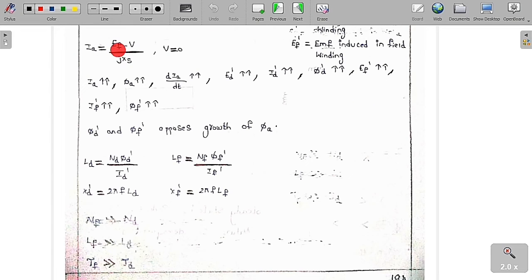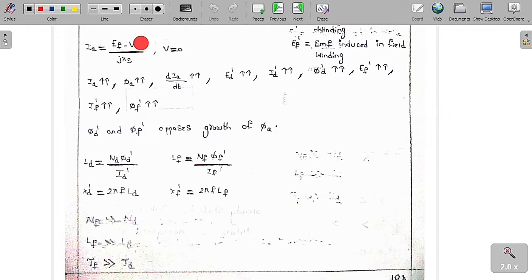As I've already told you, the general expression of the armature current is equal to (EF minus V) by (j times XS), where EF is the RMS value of the per phase voltage, and V is the RMS value of the per phase terminal voltage. Whenever there is a short circuit across the terminals, simply we can say the terminal voltage is equal to zero.